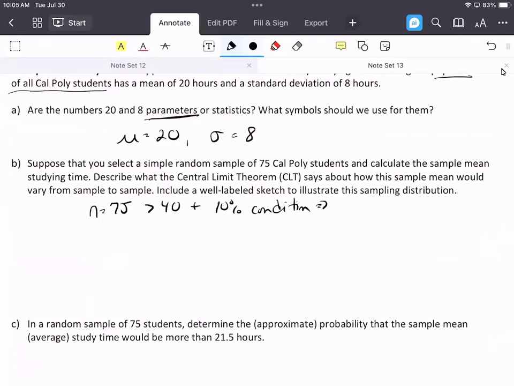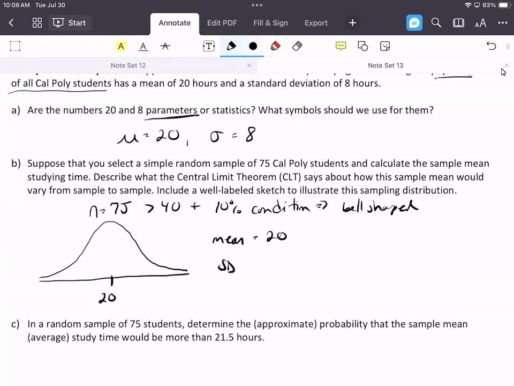Therefore, we know that it's going to be bell-shaped based on the central limit theorem. It's going to be bell-shaped, in other words, look like a normal distribution. The center will be at 20. Now the mean is 20.